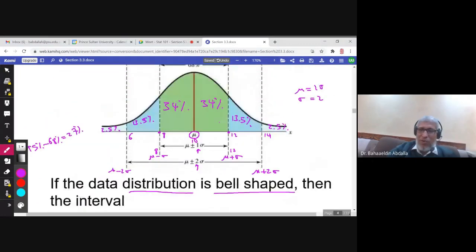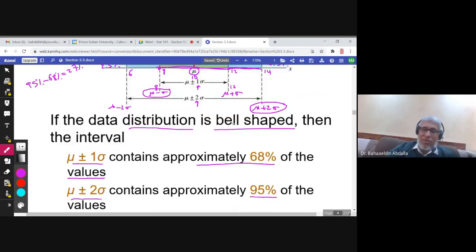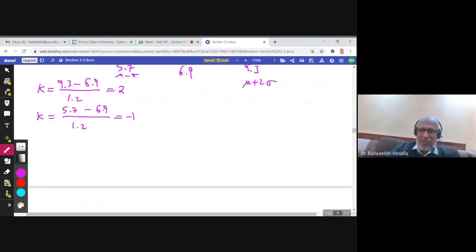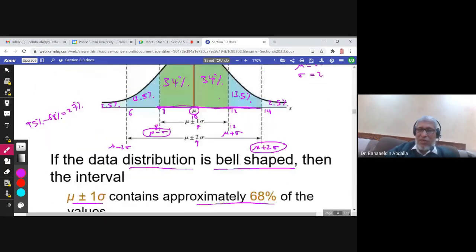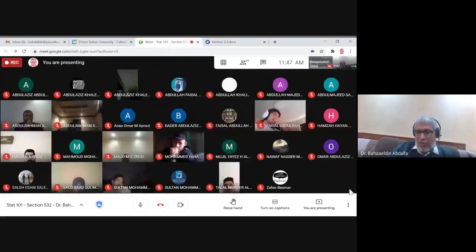I go to this shape. Where is mu minus sigma? This is mu minus sigma. And this is mu plus 2 sigma. So what is the percentage between these two, from here to here? I can add 34% plus 34% plus 13.5%, and that would be the answer. So 34% plus 34% would be 68%, plus I add 13.5%, and this would give me the answer, which is 81.5%.